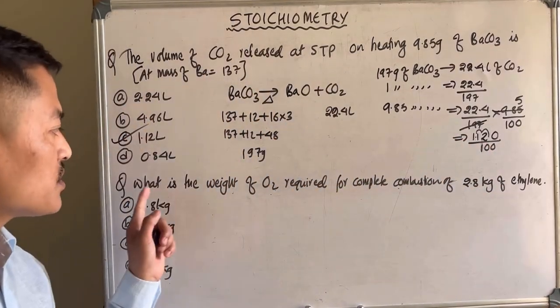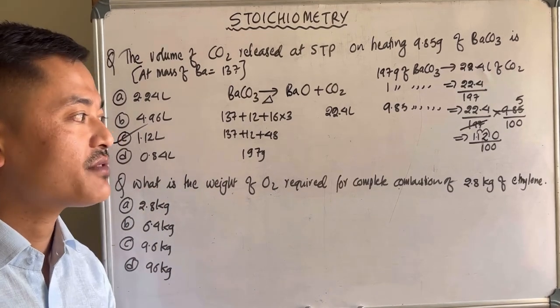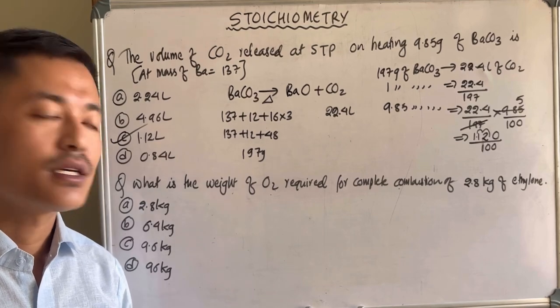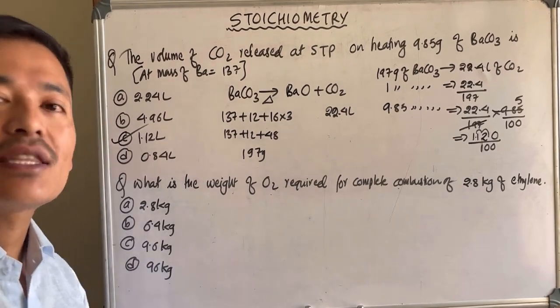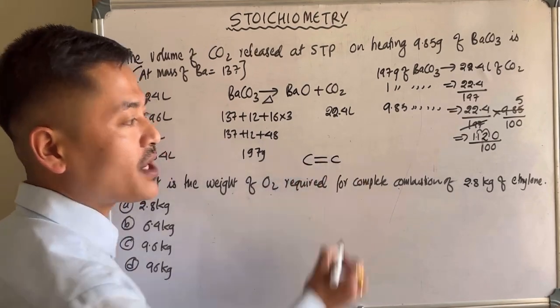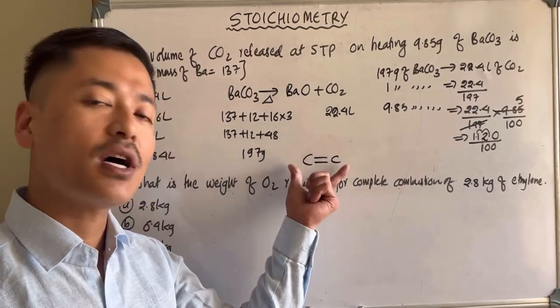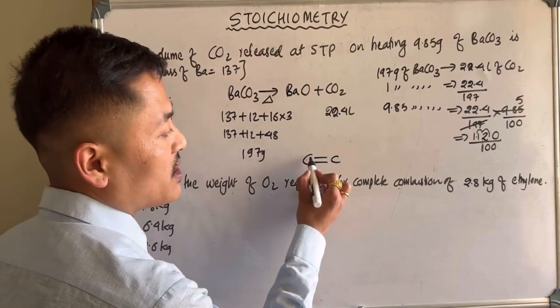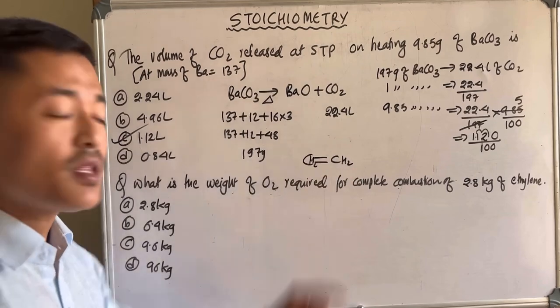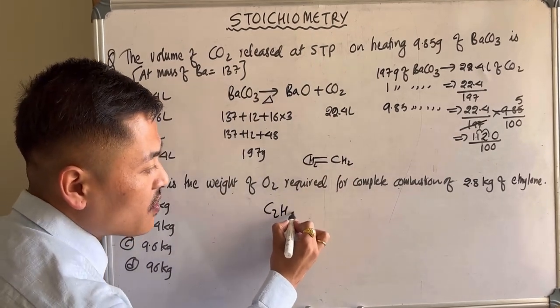Moving on to another question. What is the weight of oxygen required for complete combustion of 2.8 kg of ethylene? So what do you know about ethylene? Ethylene means there must be a double bond between the 2 carbon atoms. It means simply 2 carbon, with a double bond, and the remaining will be 2 hydrogen here, and 2 hydrogen here. So simply you can write it as C2H4.